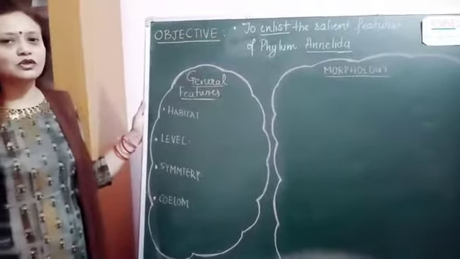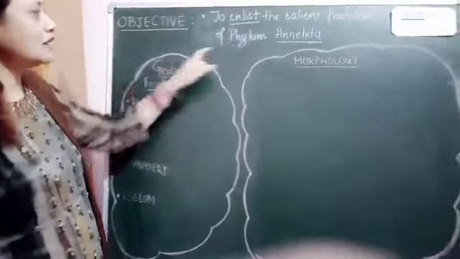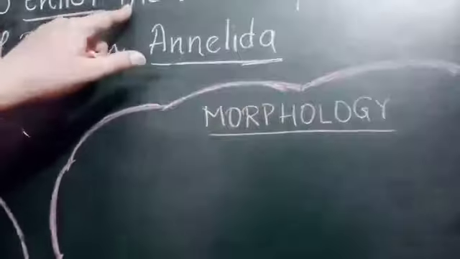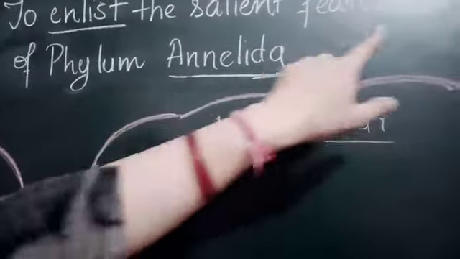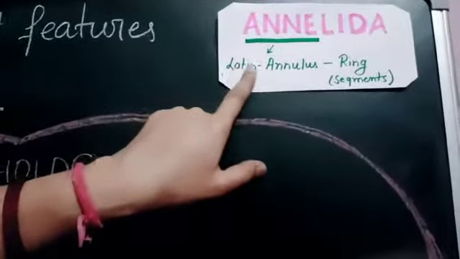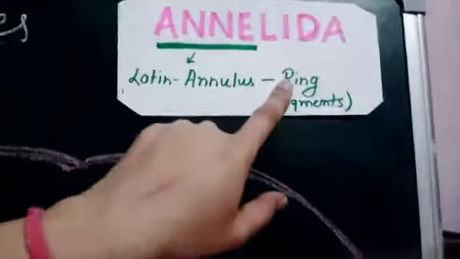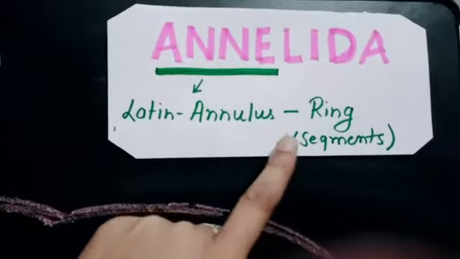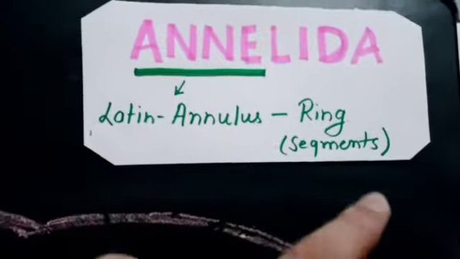So today we will do the next phyla in the series, that is the phylum Annelida. Today's objective is to enlist the salient features of phylum Annelida. Annelida is the name that is derived from a Latin name called annulus. Annulus means ring. Here the ring word stands for the segments. So the name of the phyla is due to the presence of ring-like segments in the body.